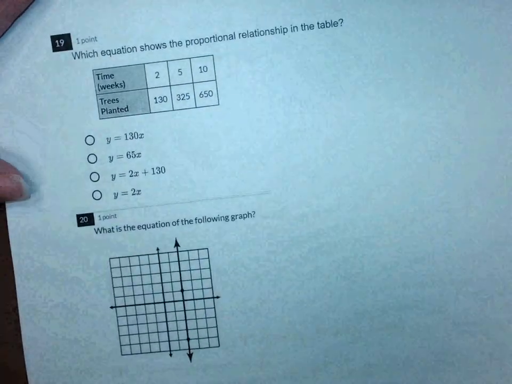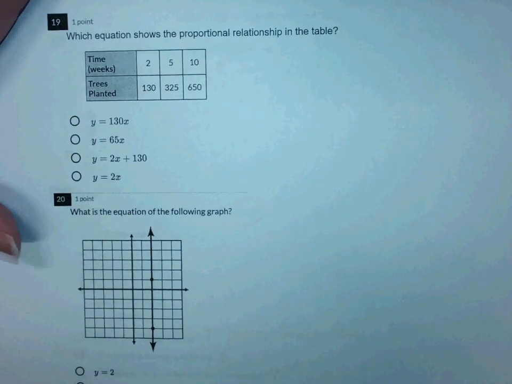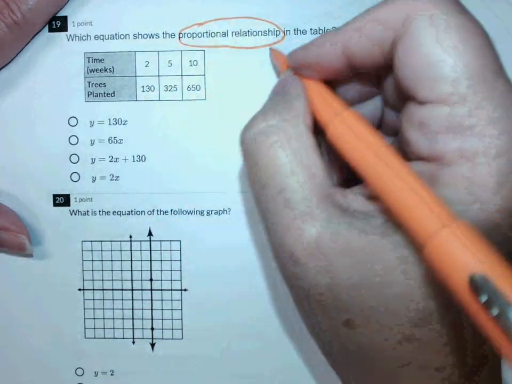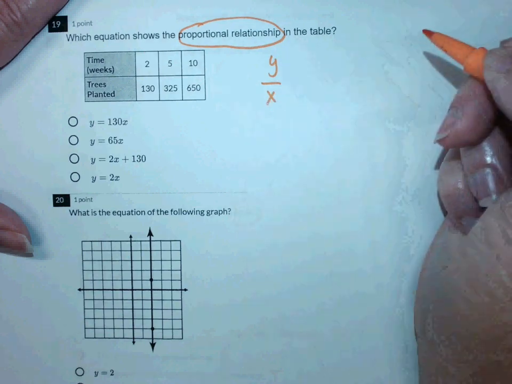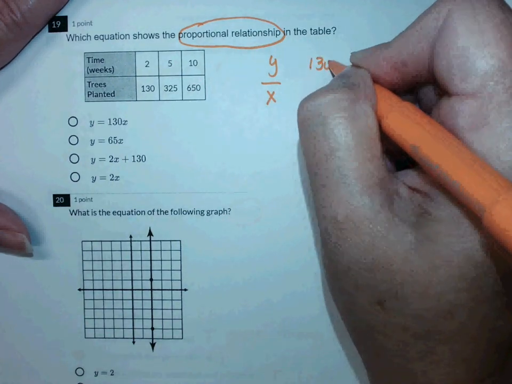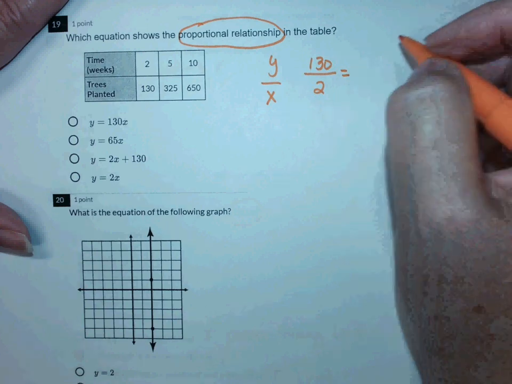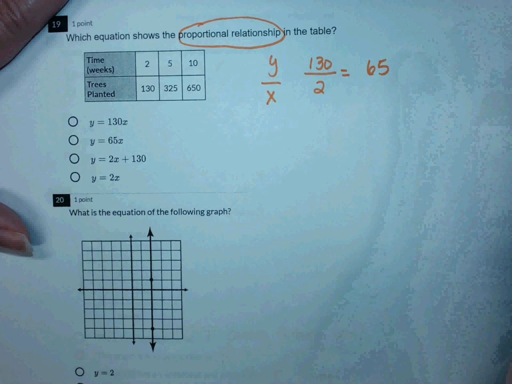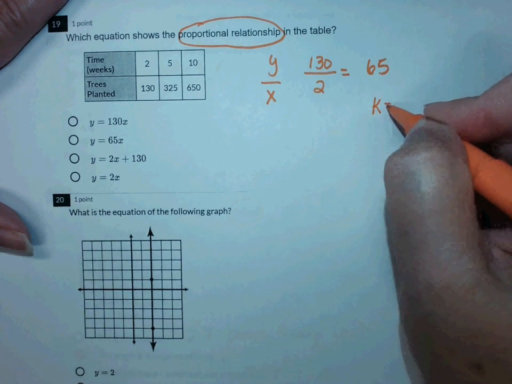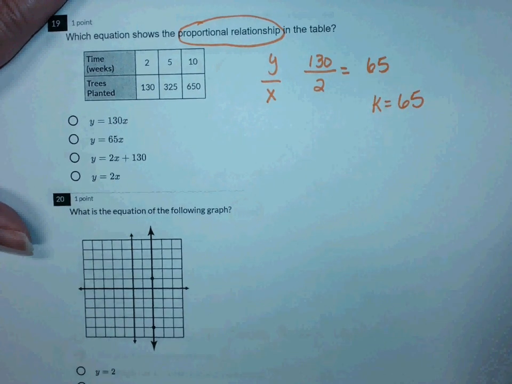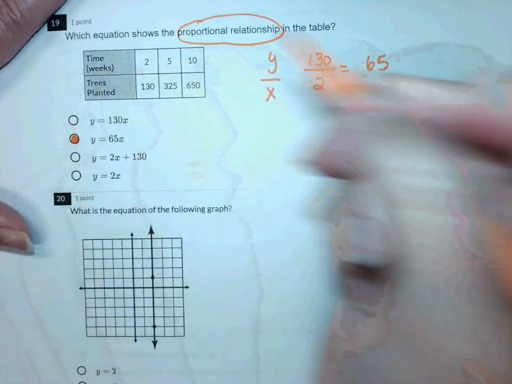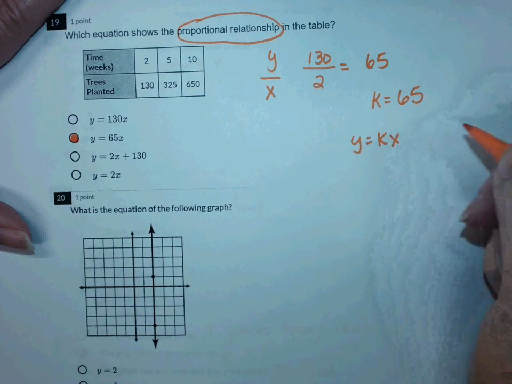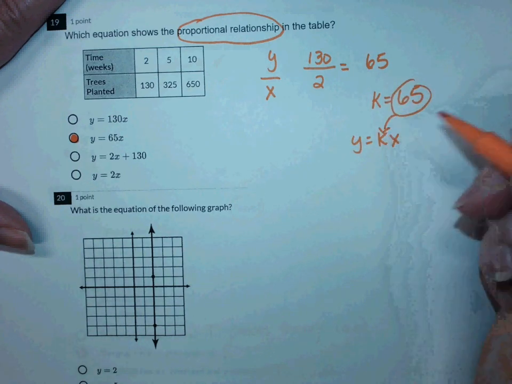19. Which equation shows the proportional relationship in the table? So it's already telling me it's proportional. So that means I can rely on y over x. So that means 130 over 2, which equals 65. So this is my k. Right? Y equals kx. So you plug in 65 right there.